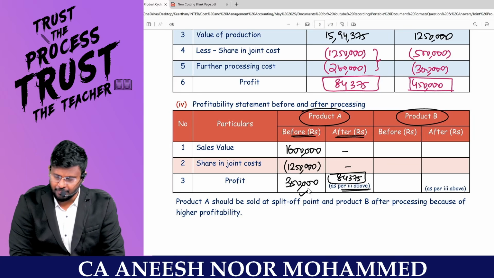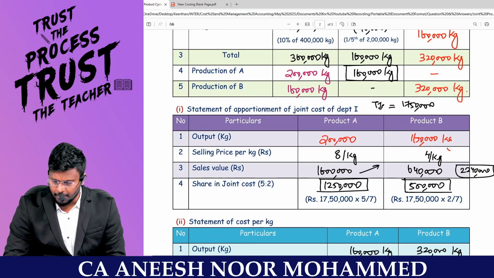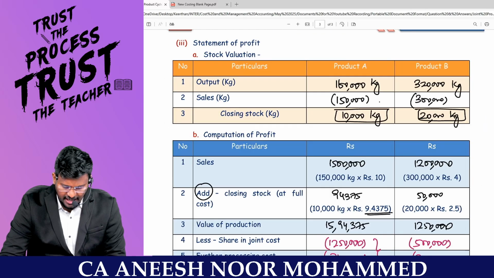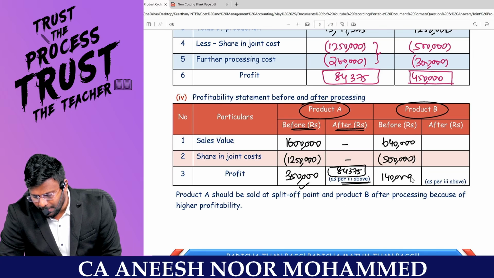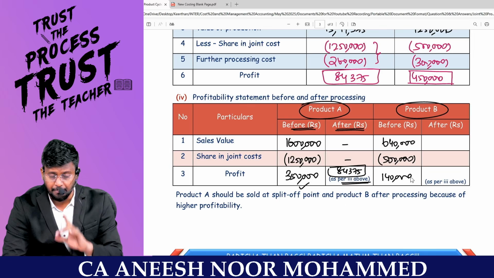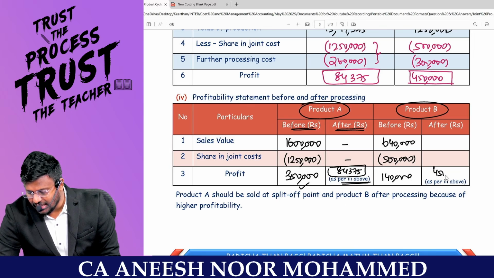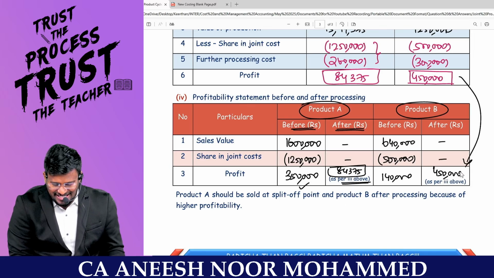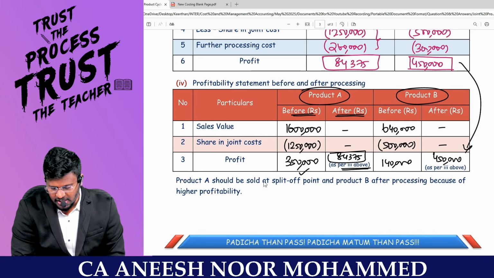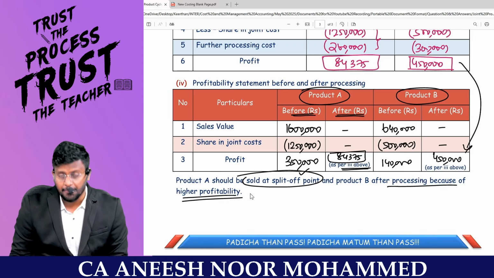Whereas with regard to product B, if I am selling at split off point, my dear lovable students, I can generate a sale of 6,40,000, right? And I have to incur only share of my joint cost, which comes to 5 lakh, and I will end up with a net profit of 1,40,000. But if I am further processing product B, I can end up with a profit of 4,50,000. It's better. So my decision is product A should be sold at split off point, whereas product B should be sold after further processing because of the high profitability.